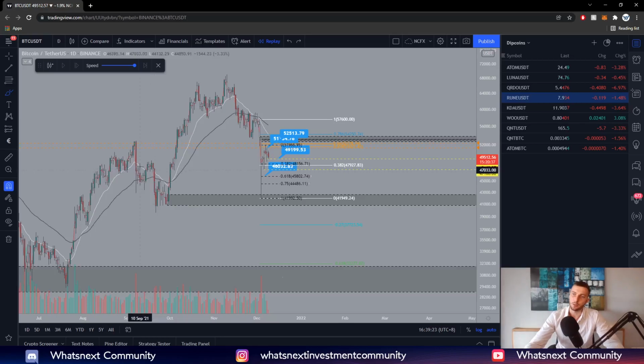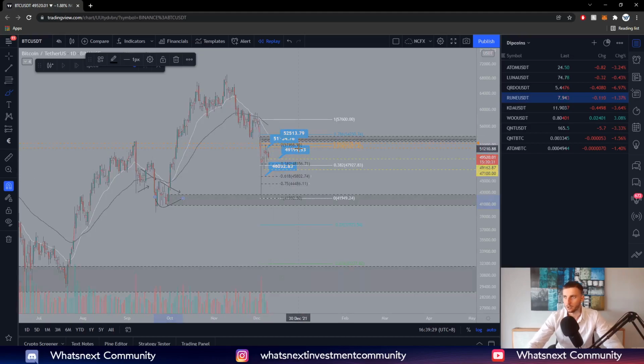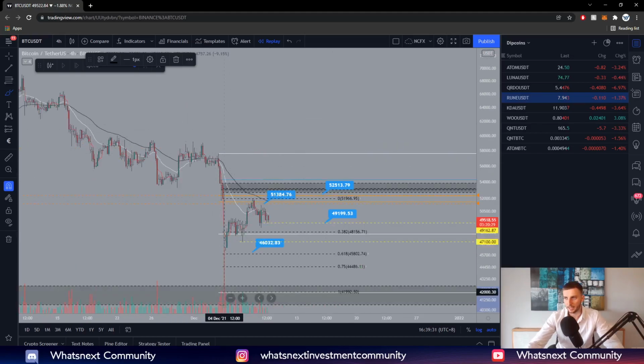So I just recognize this pattern right here, then I recognize this pattern right here, and now we are forming the same pattern right here. So we've had this big move towards the downside, then we see a swift recovery, and now we're seeing the same consolidative sideways price action, right? This is called a symmetrical triangle or a pennant.